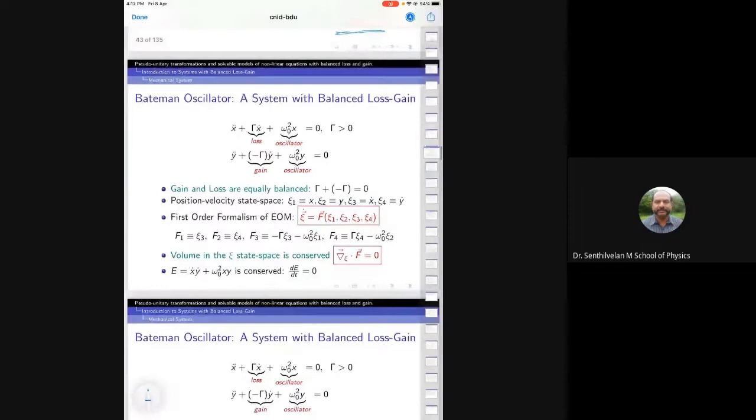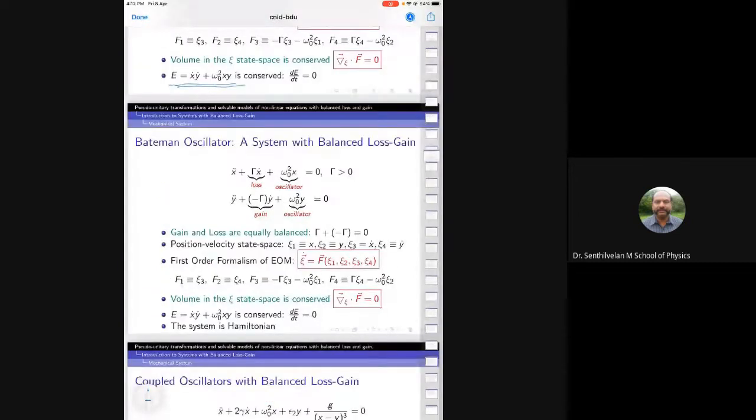Again, for this particular example, one can define this quantity E equal to x dot y dot plus omega naught squared xy, and one can see that it is conserved. Again, just like the previous case, dE/dt is equal to 0. Good. And the system is Hamiltonian. I'm not writing down the Hamiltonian here, but one can write it down quickly.